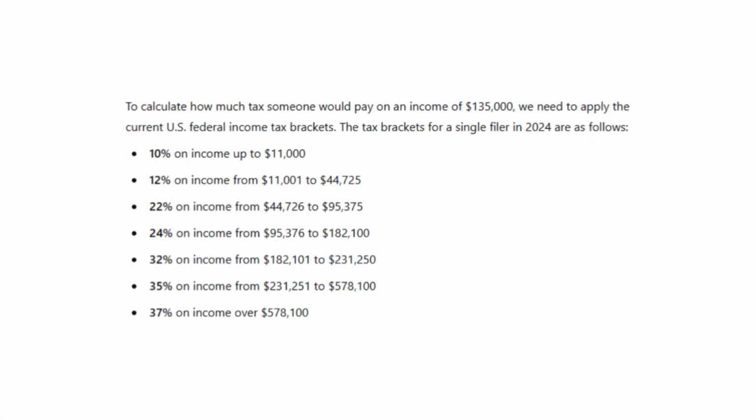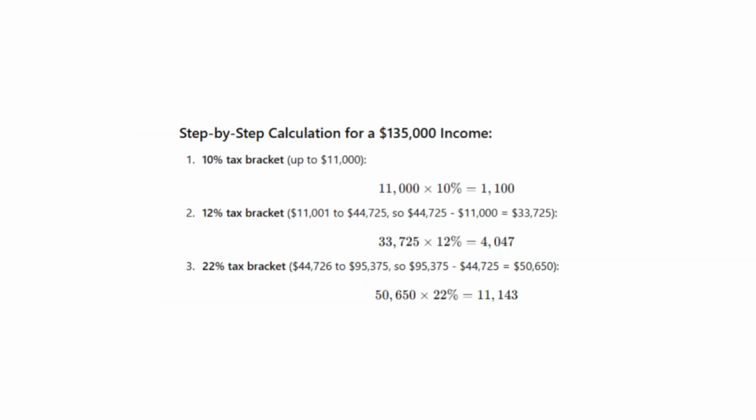If someone earns $135,000 in income, their federal income tax can be calculated by applying the tax rates across different brackets. For the 2024 tax year, the income is taxed progressively across several brackets. First, the income within the lowest bracket, up to $11,000, is taxed at 10%, resulting in $1,100 in tax. The next portion of income between $11,001 and $44,725 is taxed at 12%, which amounts to $4,047.